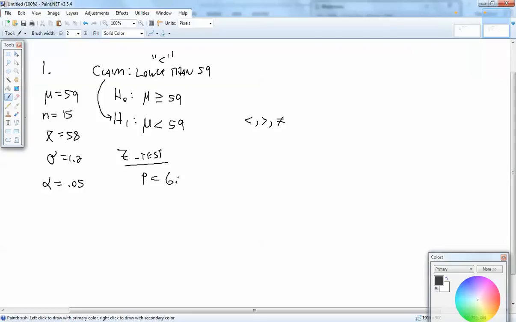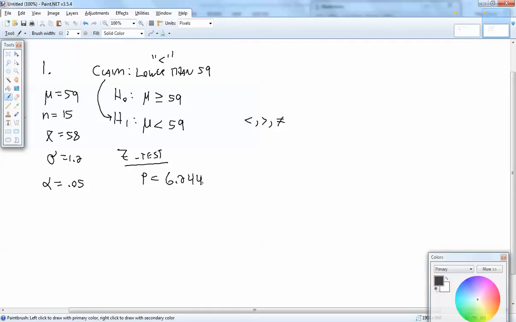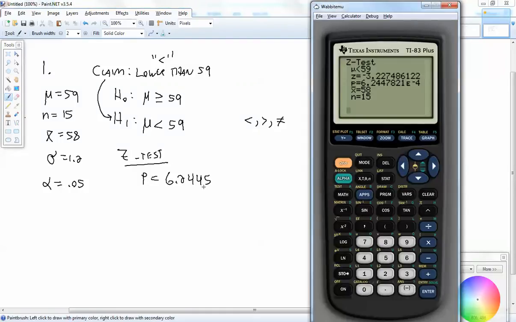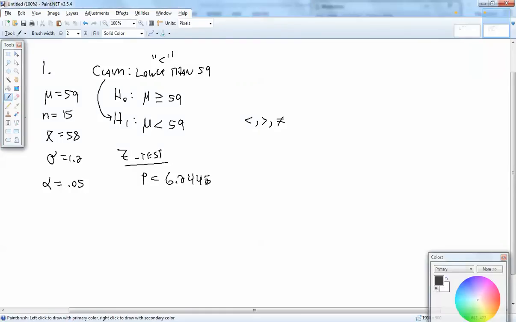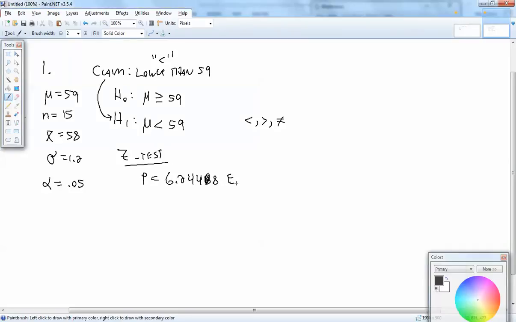6.2448. Okay. Now normally we take it to 4 decimal places, and I went ahead and took it to 4 here, but this is scientific notation. That e to the negative 4 means I moved my decimal place 4 places to the left. So I got 0.0006. I wouldn't do much rounding until you get it out of that form. Then this is our p-value.